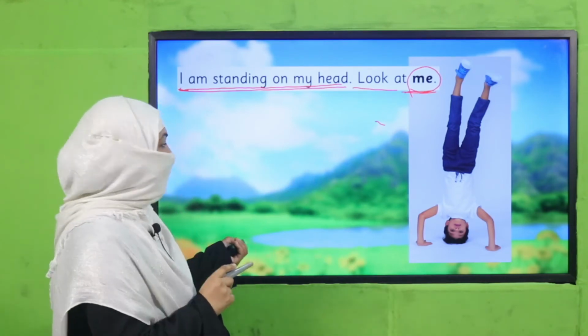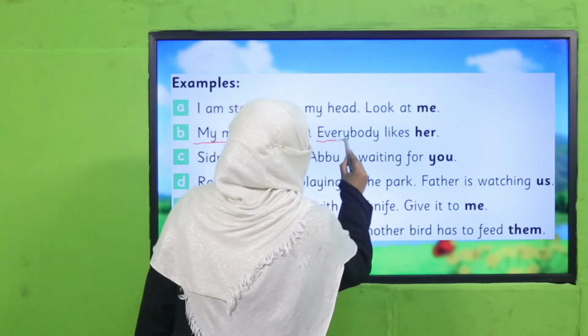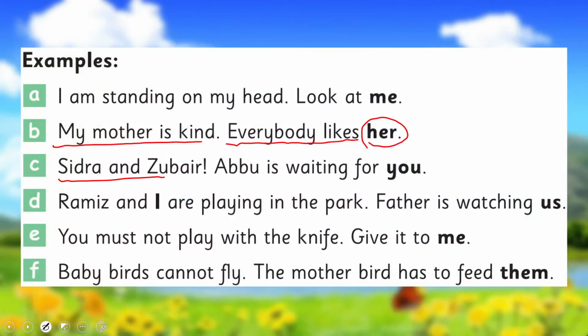Okay, let's understand with more examples. It's written in your book. My mother is kind. Everybody likes her. Sidra and Zubair, Zubair's Abu is waiting for you. Abu is waiting. Sidra and Zubair, Abu is waiting for you. Now, this you is for Sidra and Zubair.